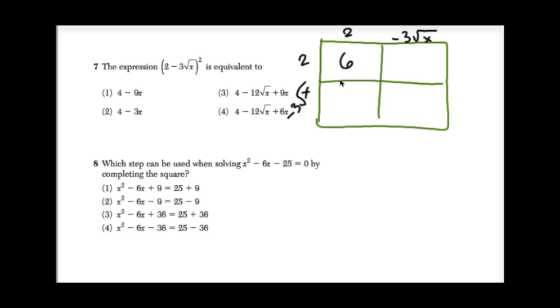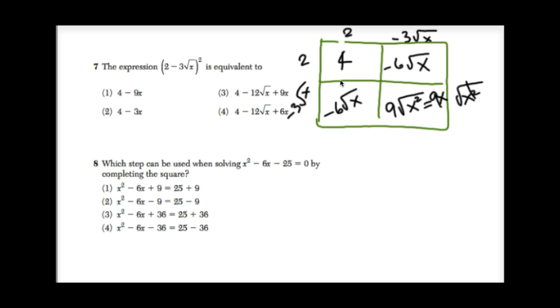This I know will, oh, not 6. 2 times 2 is 4. This I know is going to be 4. 2 times negative 3 is negative 6 radical x. This is negative 6 radical x. Negative 3 times negative 3 is a positive 9. This becomes what's under the radical. x times x is x squared. This here is the same thing as 9x. The square root of x squared, these cancel off and you're left with 9x.